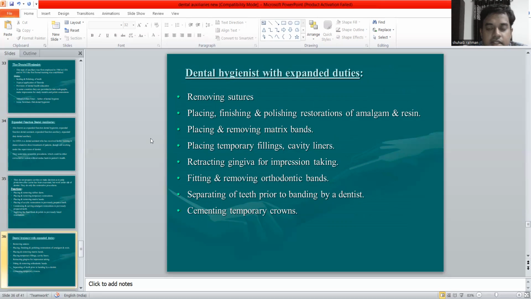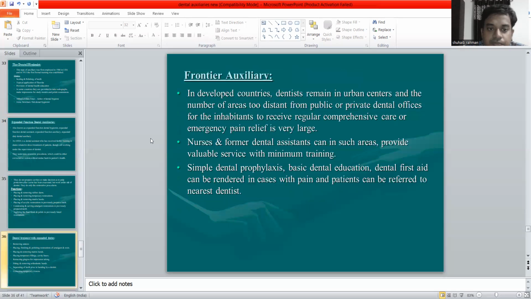Then coming to the dental hygienist with expanded duties, they can remove sutures, place, finish and polish restorations of amalgam and resin, place and remove matrix bands, place temporary fillings and cavity liners, retract gingiva for impression taking, fit and remove orthodontic bands, separate teeth prior to banding by a dentist, and cement temporary crowns. Almost all non-invasive procedures in the clinics can be done by this dental hygienist with expanded duties.